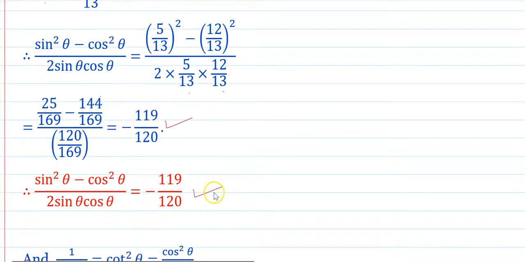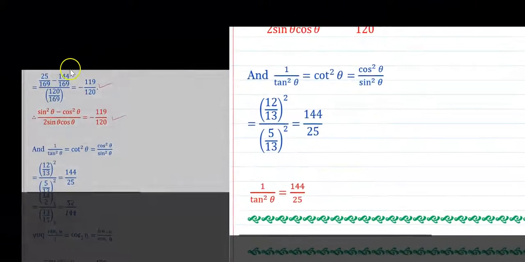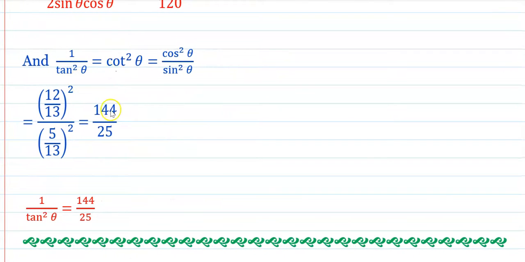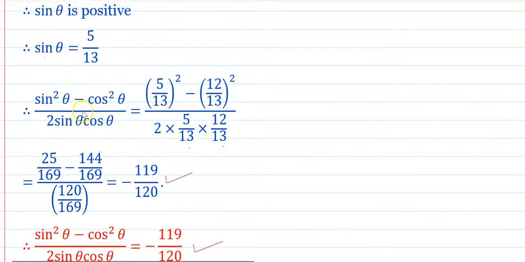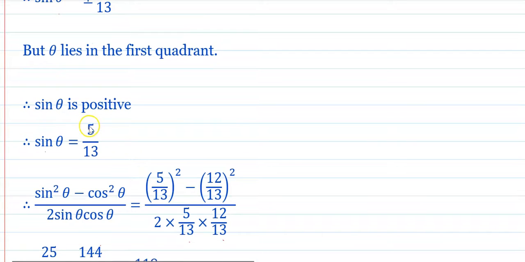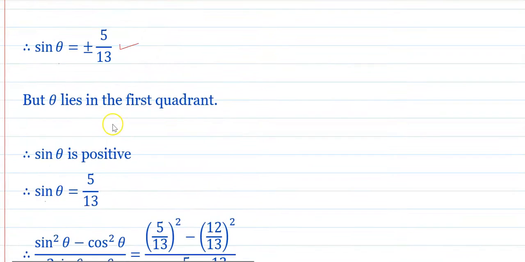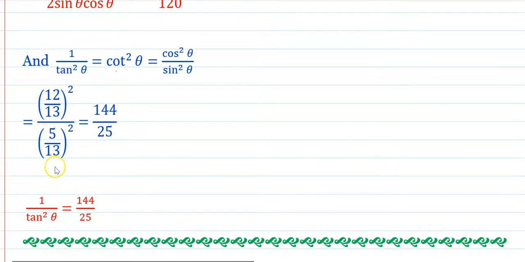Okay. Now the next. 1 upon tan square theta is equals to cot square theta. Cot means what? Cos square theta upon sin square theta. But what is the cos? Cos is 12 upon 13. And sin is 5 upon 13. But we have to square that: 144 upon 169 and 25 upon 169. 169 gets cancelled, and hence you are getting 144 upon 25. Hence 1 upon tan square theta is equals to 144 upon 25.